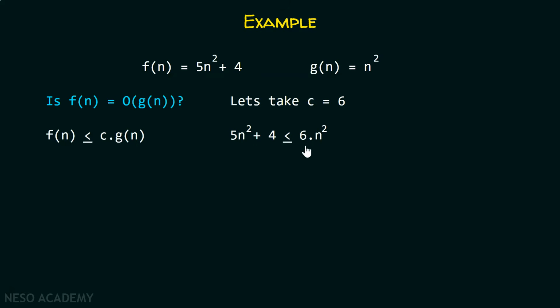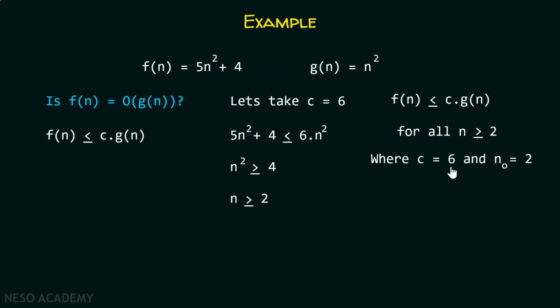After this, we need to determine the value of n. For this purpose, we'll solve this equation. n square becomes greater than or equal to 4, and after that, n becomes greater than or equal to 2. So it is clear from this inequality that fn is less than or equal to c dot gn for all n greater than or equal to 2. Here n naught is equal to 2, where c is equal to 6. Here you can see the n naught value is 2 and c, that is the constant, is 6. So with these constants, we will get that fn is less than or equal to c dot gn. Here gn is representing the least upper bound on fn.